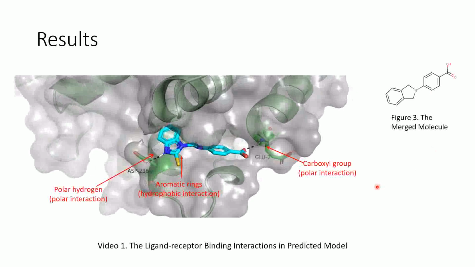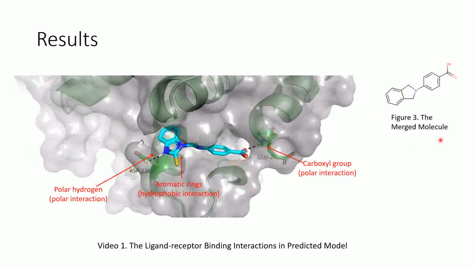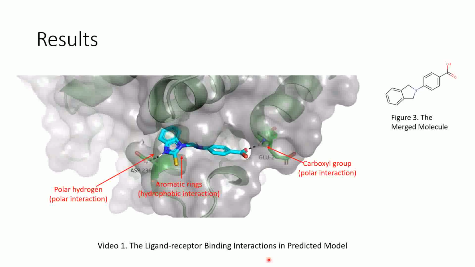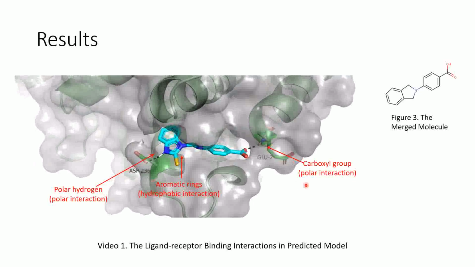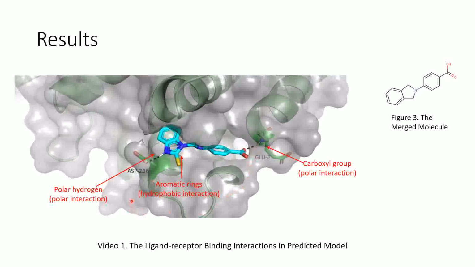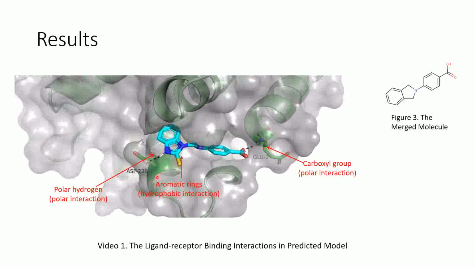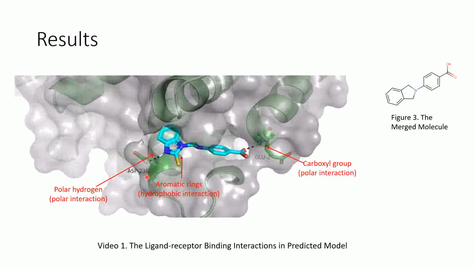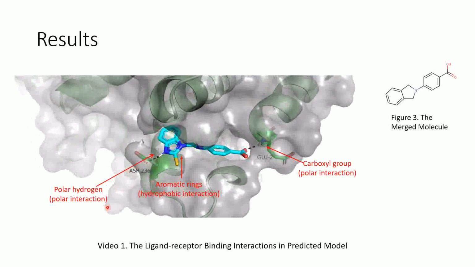The molecule shown in the video is one of the small molecule candidates similar to the merged molecule that I mentioned in the previous slide. It represents ligand-receptor binding interaction in the predicted model. The carboxyl group bound to the glutamic acid at the N-terminus of PTP1B. The double aromatic rings in this structure enhance hydrophobic interaction between the molecule and the receptor. Also, another polar interaction between the polar hydrogen and aspartic acid 236 was discovered, which enhanced the binding affinity.